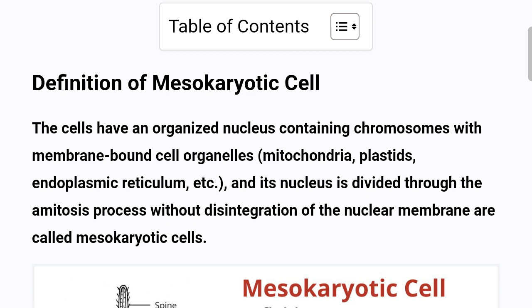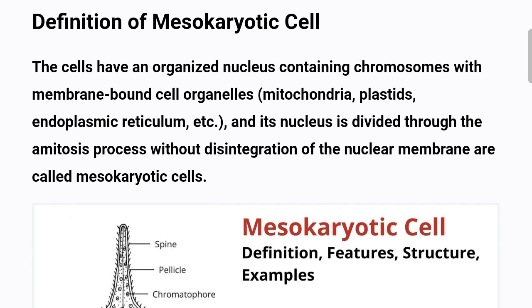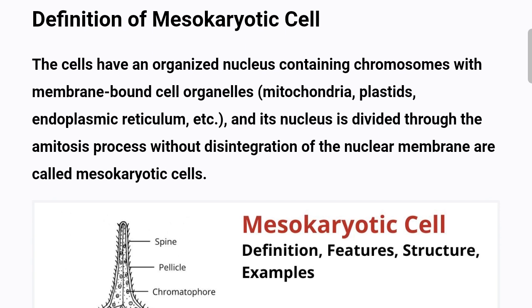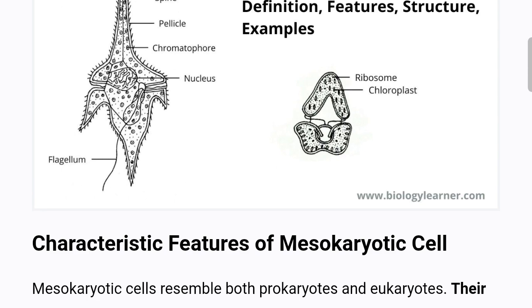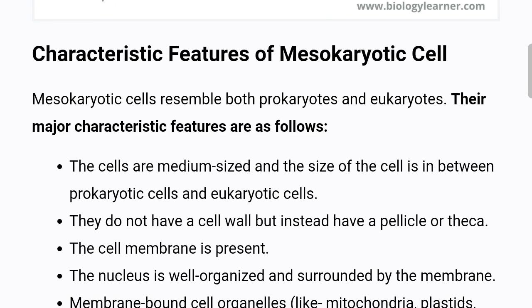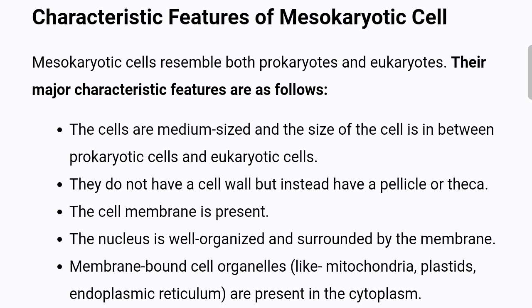Definition of mesokaryotic cell. The cells that have an organized nucleus containing chromosomes with membrane-bound cell organelles, and whose nucleus is divided through the amitosis process without disintegration of the nuclear membrane, are called mesokaryotic cells. Characteristic features of mesokaryotic cell. Mesokaryotic cells resemble both prokaryotes and eukaryotes. Their major characteristic features are as follows.